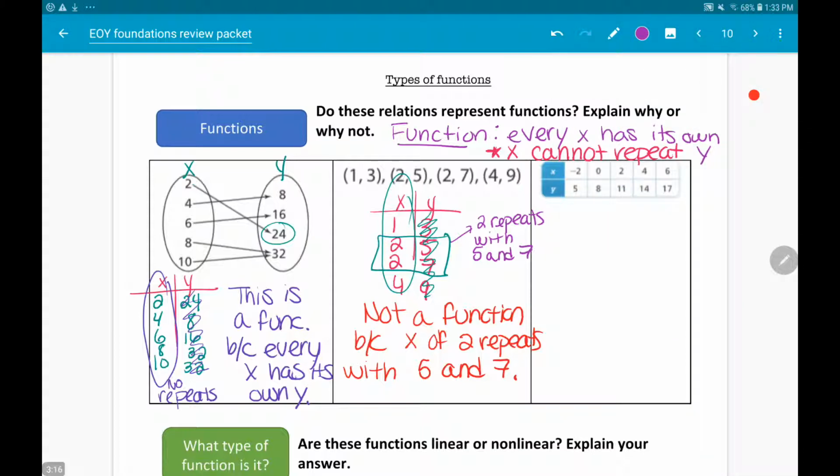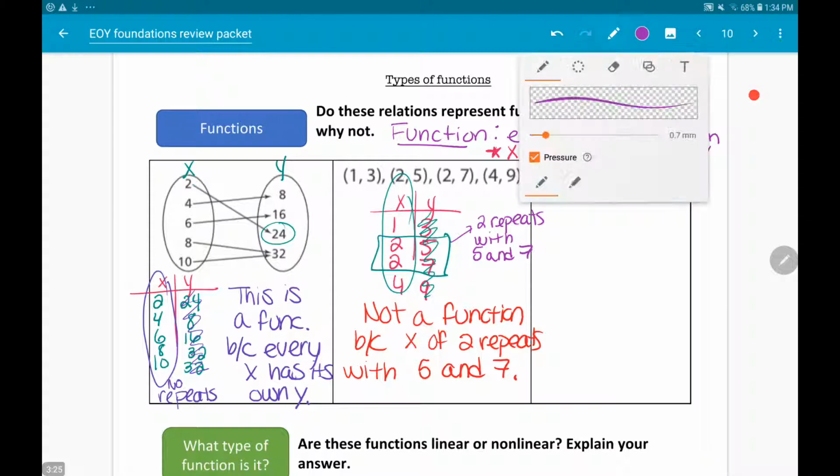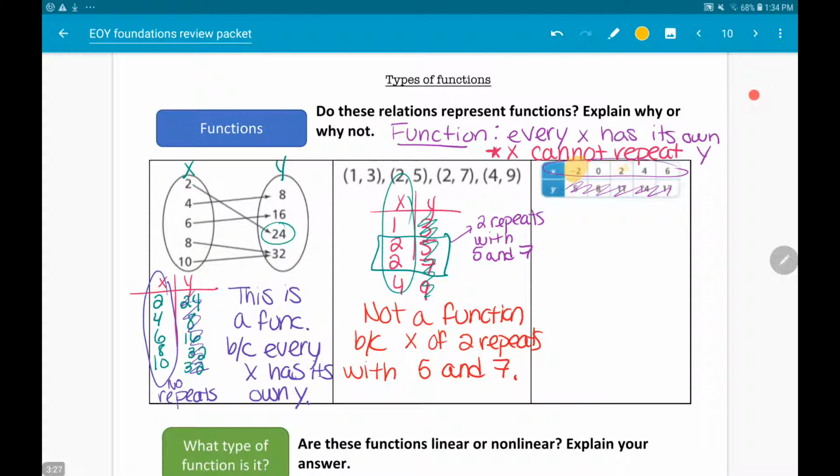Alright, and last one. This already gives me the x values, so I mean in a table, so I don't need to make my own. And I look, and do I see any repeating? I actually don't. So a common mistake is that people see -2 and 2 and think they're the same. They're different because one's positive and one's negative. So this means no repeats. And when we have no repeats, is it a function or not a function? It is a function. So this is a function because every x has its own y.